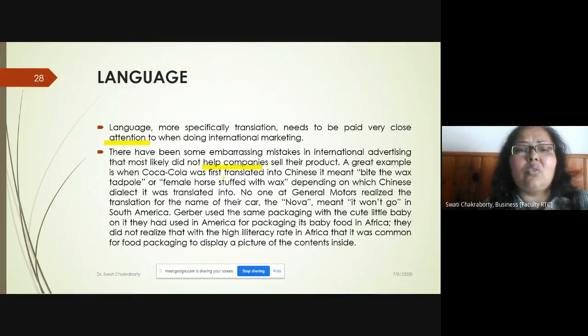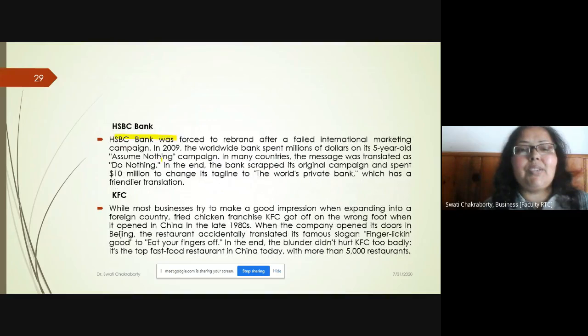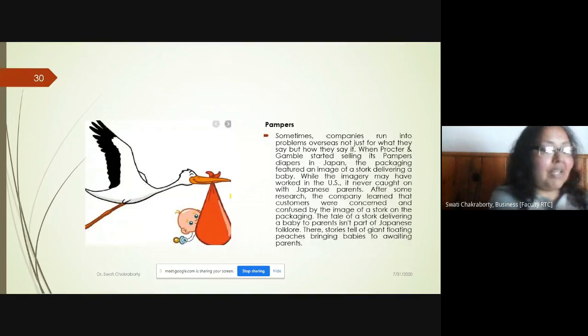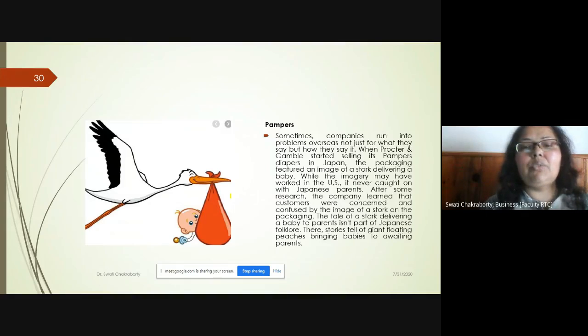Say when Coca-Cola was introduced in China for the first time, the meaning that came up was "bite the wax tadpole" or "female horse stuffed with wax," depending on which Chinese dialect it was translated to. So these are some of the things that we have. We have General Motors, and Gerber when they were using their baby food. They used the common dialects, the language of the country where they were operating. We have similar examples with HSBC, KFC, and Pampers. These are examples of well-known companies which had adapted to the local situation, right?